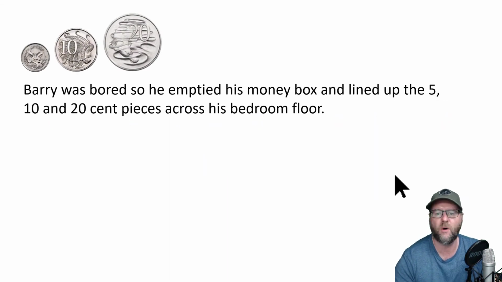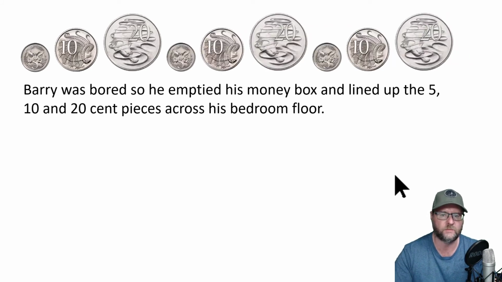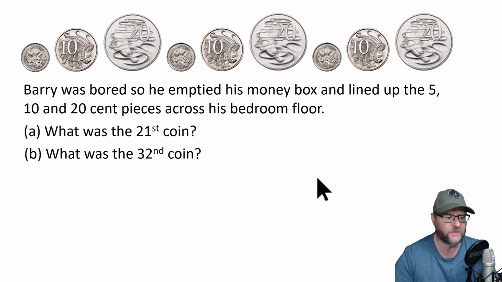This one's a bit different. We're going to model a problem here. Barry was so bored that he emptied his money box out and he lined up all the 5, 10, and 20-cent pieces across his bedroom floor. So it looked something like this, but it went right across the room. So the question we want to find answers to, what was the 21st coin and what was the 32nd coin in his row of coins?